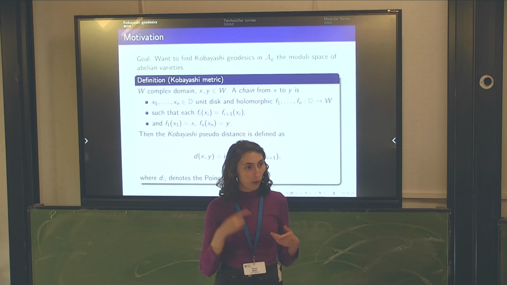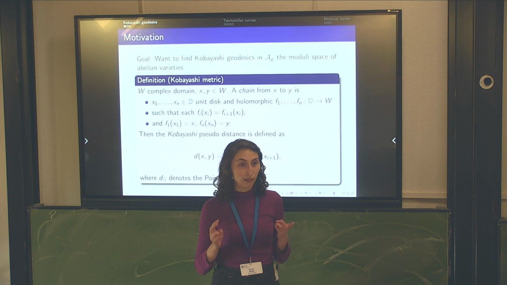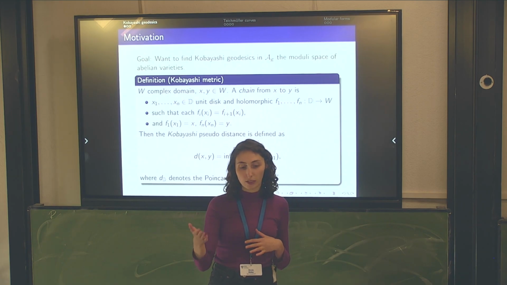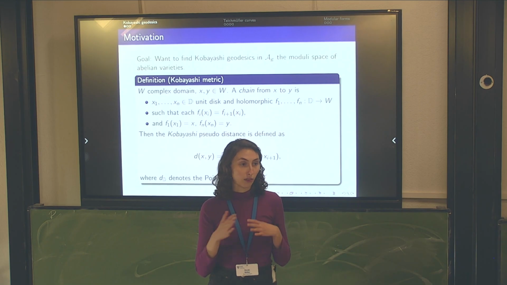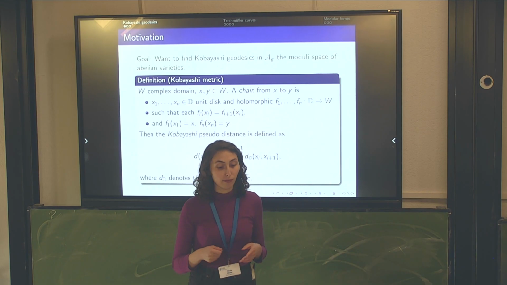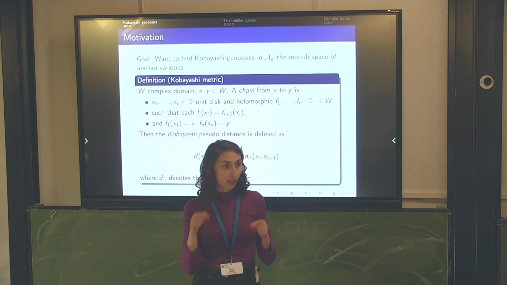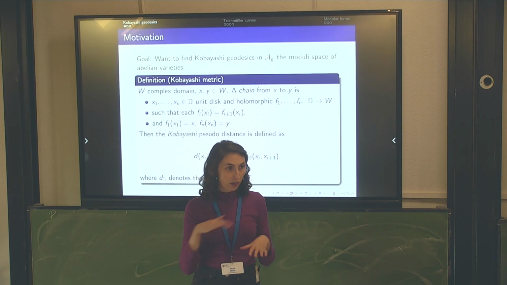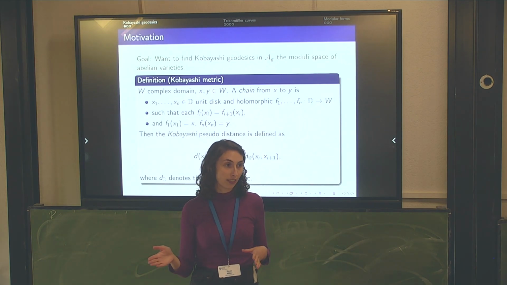So we take two points in our complex domain, and then we define something called a chain, which are points in a unit disk, and then we define some holomorphic maps from this chain to our original points, which satisfy certain transformation conditions. And then we just take the Poincare metric on the chain points in our unit disk, sum over them, and then take the infimum of all chains.